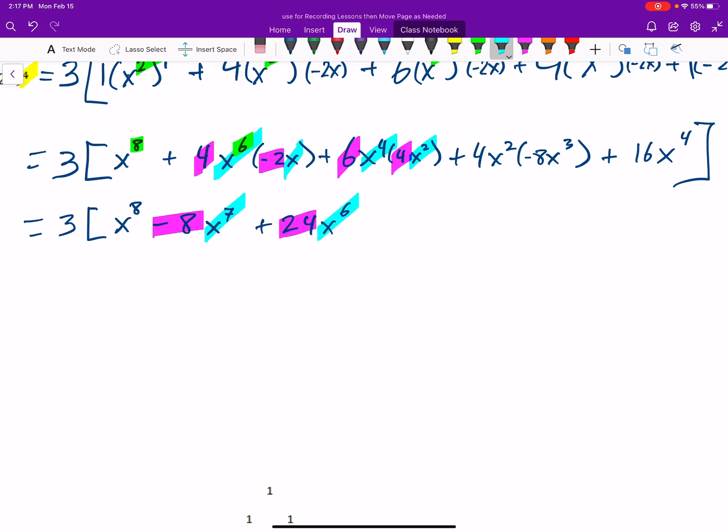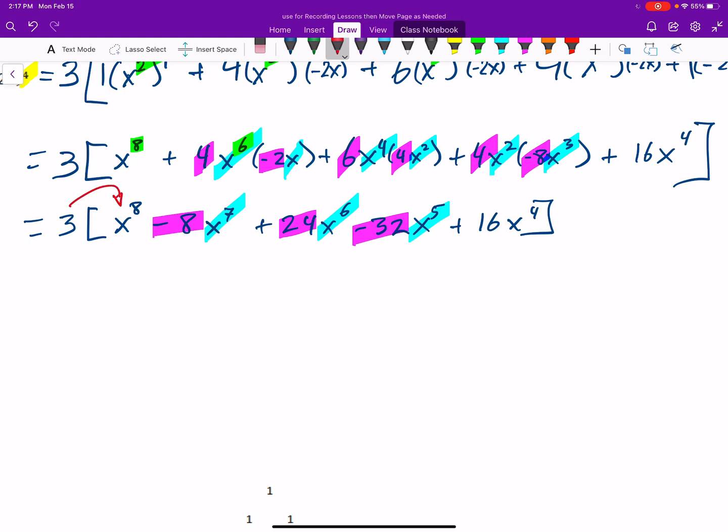And then I've got 4 times negative 8. That's negative 32. And I've got x squared times x to the 3. That becomes x to the 5. And finally, I've still just got 16x to the 4. Nothing really changed there. And now that I've actually simplified it down, the final step is distributive law.